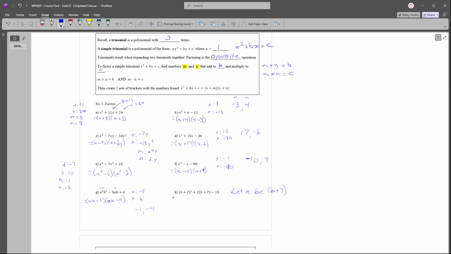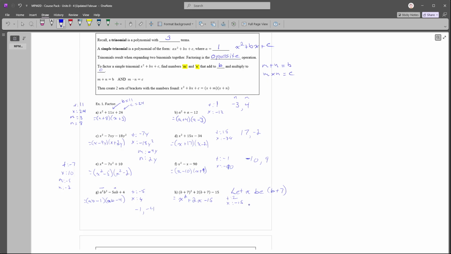So let's rewrite the equation now. So now we have x squared plus 2 times x minus 15. Now let's factor this one. So we need two numbers that add to 2 and they multiply to -15. The 15 is negative, so I know I'm going to have one positive and one negative. The middle term is positive, so that means my bigger term is going to be the positive term.